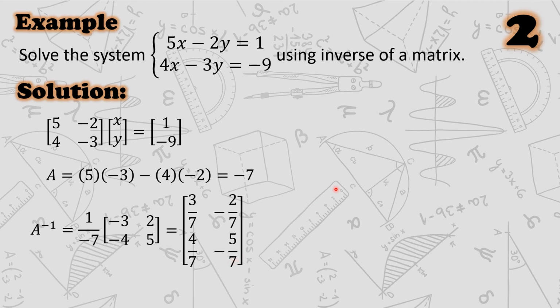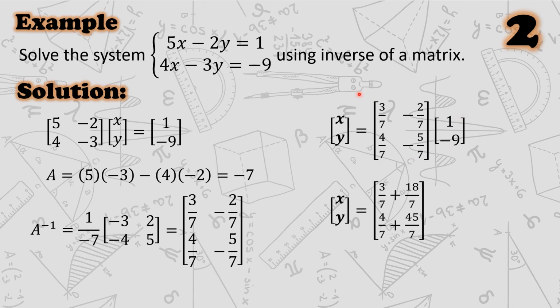Next, using the formula, the solution to the variable matrix xy is the inverse of A times the constant matrix. So we have 3 over 7, negative 2 over 7 in the first row, 4 over 7, negative 5 over 7 in the second row, times the column matrix 1 over negative 9.